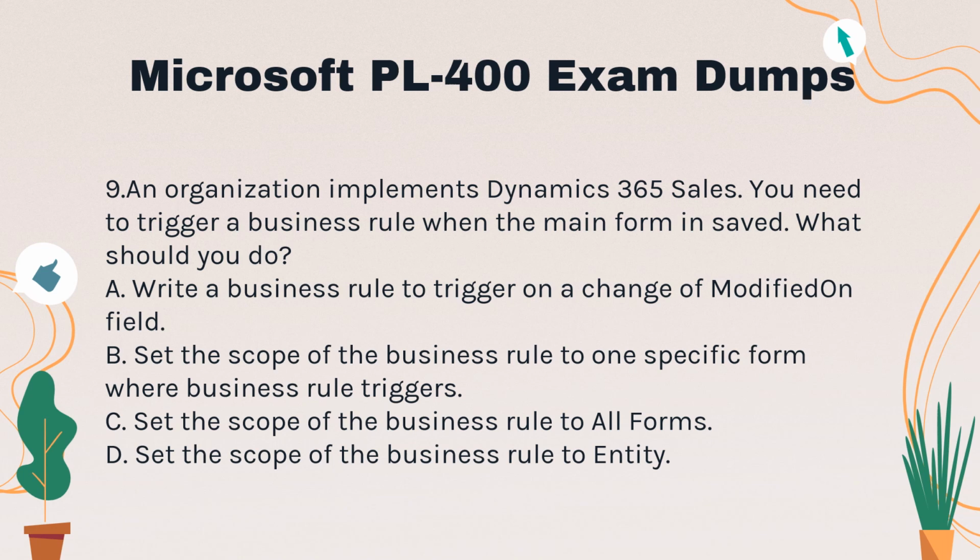9. An organization implements Dynamics 365 sales. You need to trigger a business rule when the main form is saved. What should you do? A. Write a business rule to trigger on a change of modified on field. B. Set the scope of the business rule to one specific form where business rule triggers. C. Set the scope of the business rule to all forms. D. Set the scope of the business rule to entity.